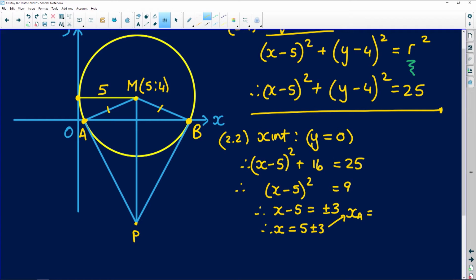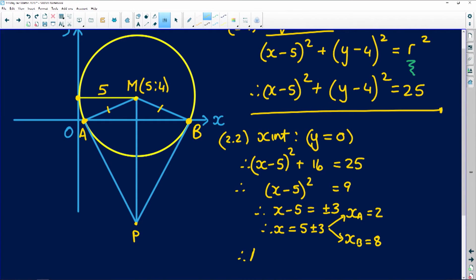So the x coordinate of point A, can you see how nicely I'm splitting this now? 5 minus 3 is 2. And the x coordinate for point B, the one that's further away from the origin, is 5 plus 3, which is indeed 8. Okay, now they ask you for coordinate pairs. Determine the coordinates of A and B. That's not coordinates. That's just the x values. The coordinates include the y values. So immediately you go and say, okay, point A is the point 2 and 0, and point B is the point 8 and 0.